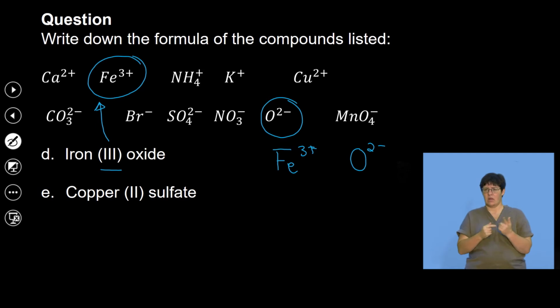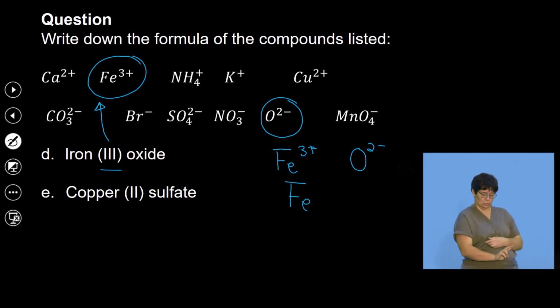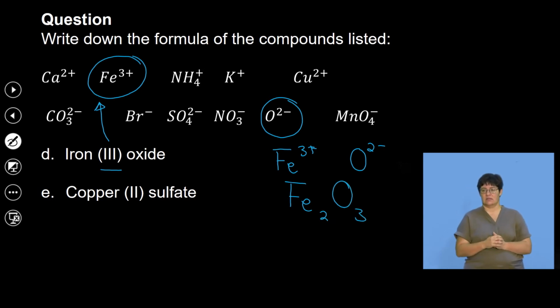So for these to cancel each other, we can actually cross them and get Fe, we take the 2 there, and then O, we take the 3 there. So this is iron 3 oxide. In this, there is iron and oxygen. These are the 2 elements in terms of composition. But the ratio is 2:3, right?